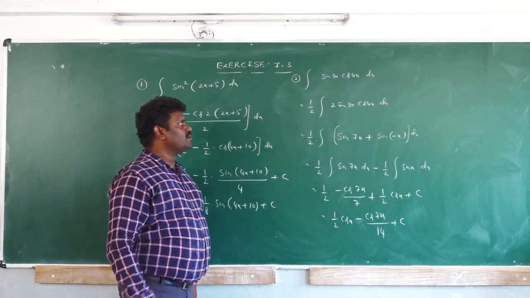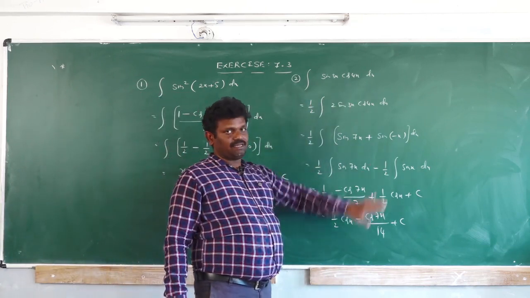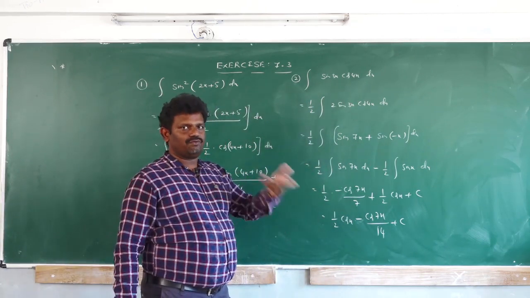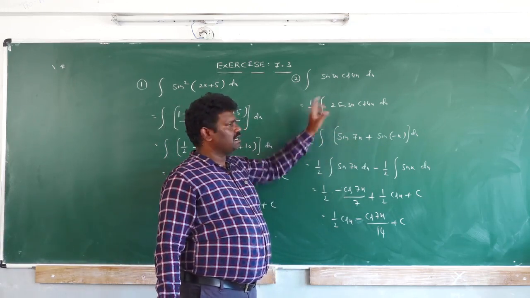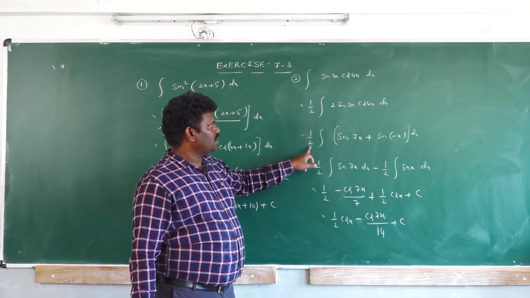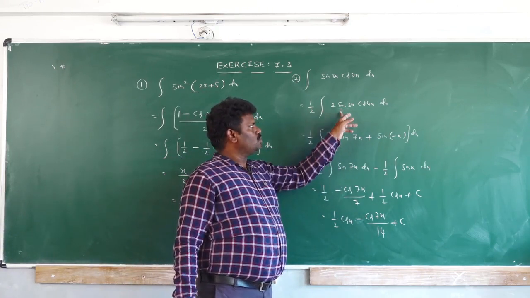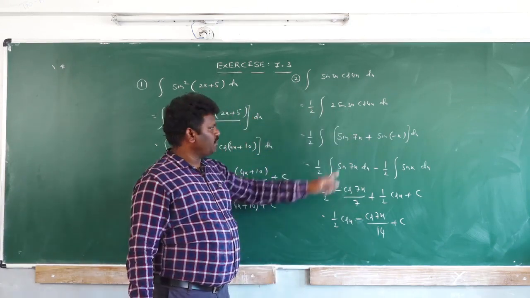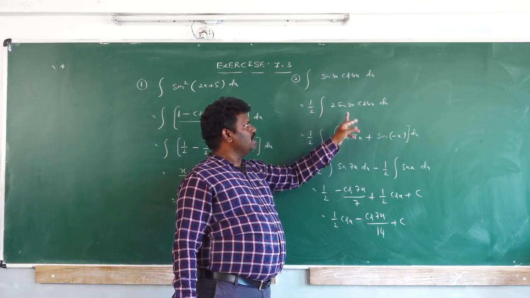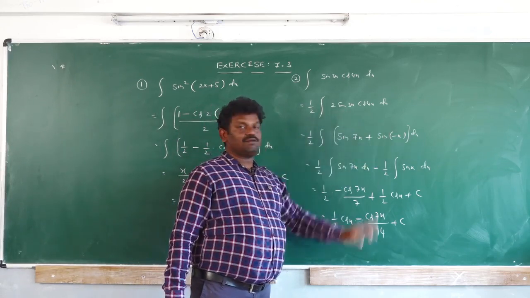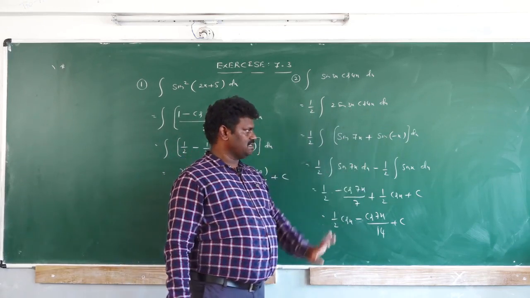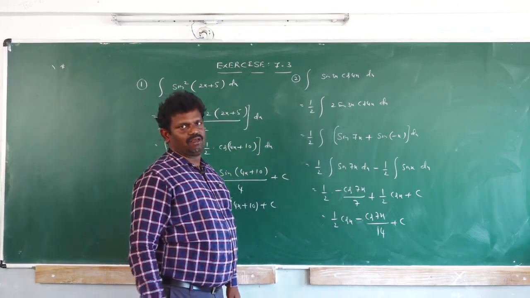Just remember here, whenever a product of 3 terms or 4 terms is given, we take 2 pairs, multiplying and dividing by 2. So 1 by 2 into 2 sine 3x cos 4x. By the 2 sine a cos b formula, sine of (a plus b) plus sine of (a minus b): a plus b means 3 plus 4, 7x, and 3 minus 4, minus x. That's why I wrote minus here. Then we simplify this one. Okay? Right.